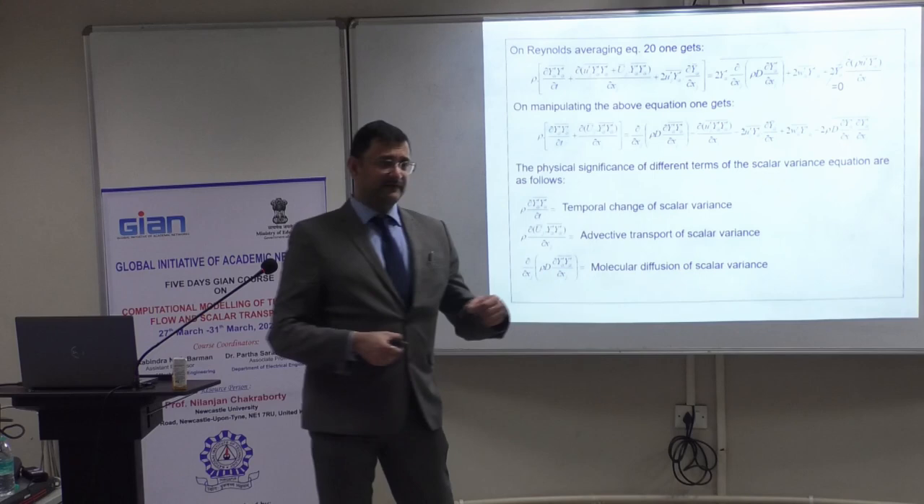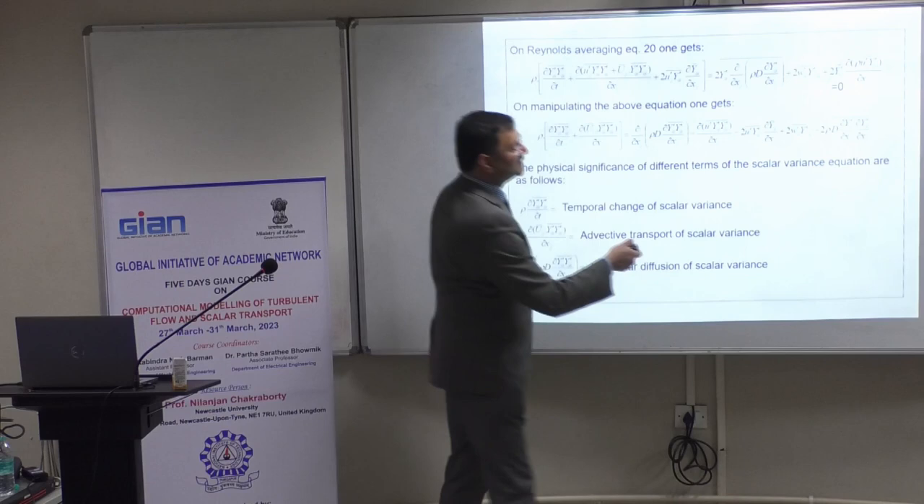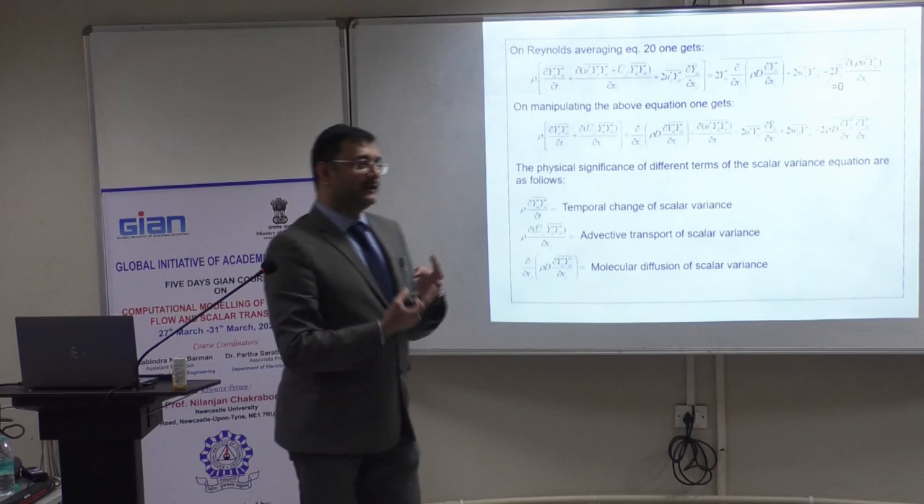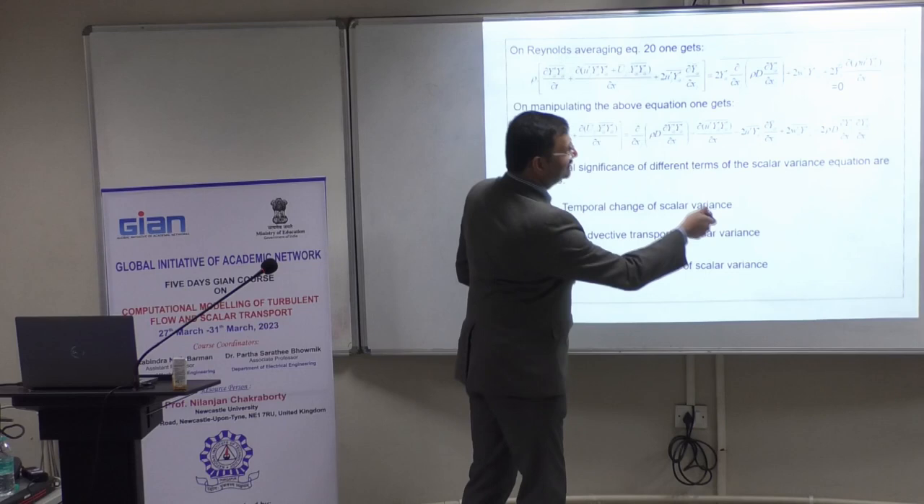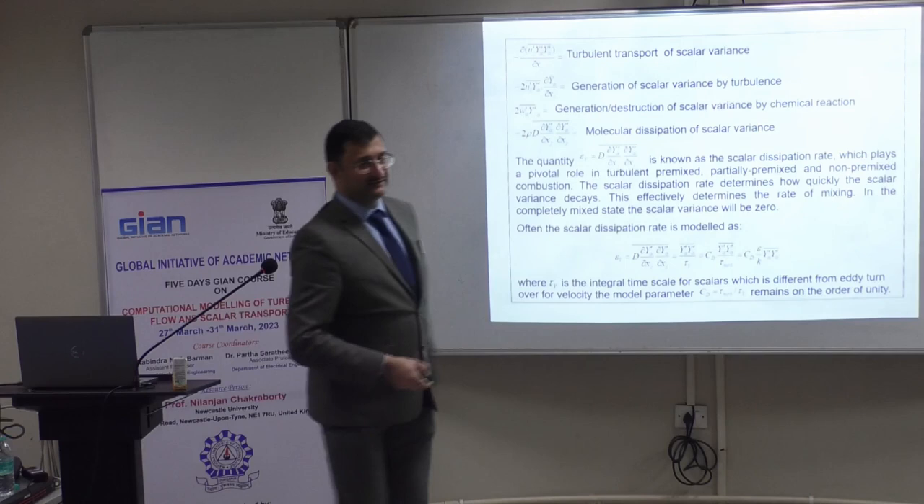Very often it generates the scalar variance. This one basically is the term originating from the correlation between the chemical reaction rate and the scalar fluctuation. And this quantity is related to the molecular dissipation of scalar variance. And this quantity is called scalar dissipation.